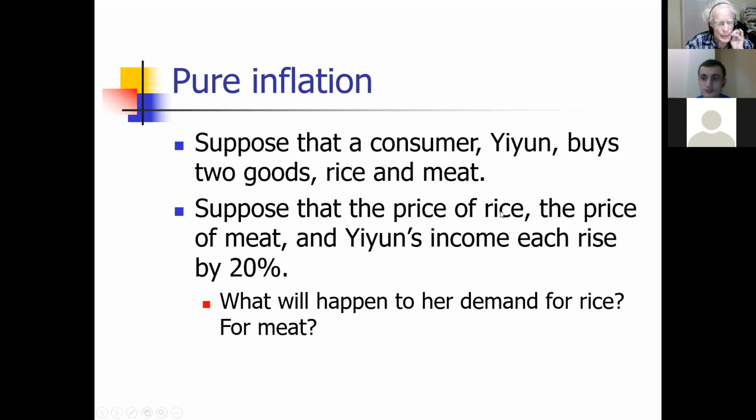Okay. Bye-bye. So now the price of rice increases by 50%, and the price of meat rises by 50% as well. And then finally, her income goes up by 50%. How would this affect her demand for rice and meat?